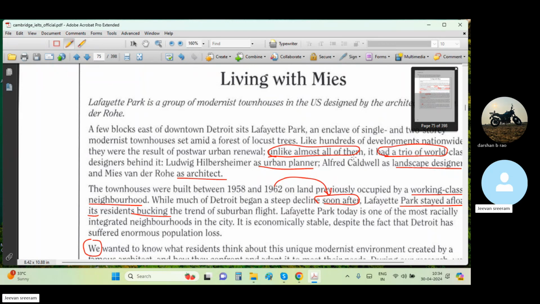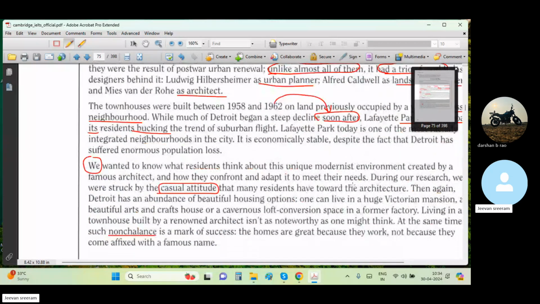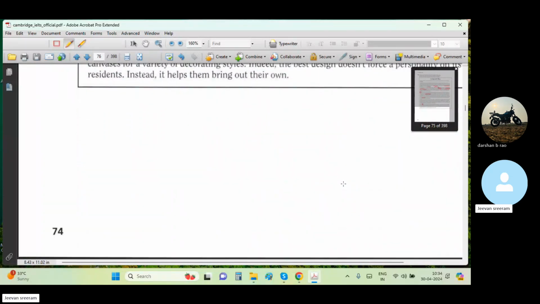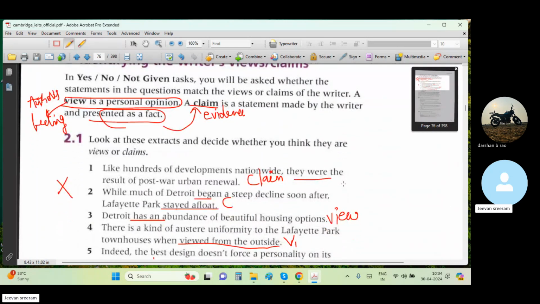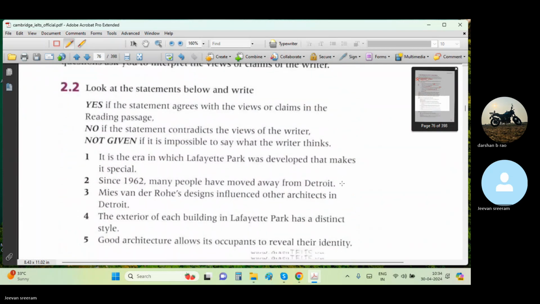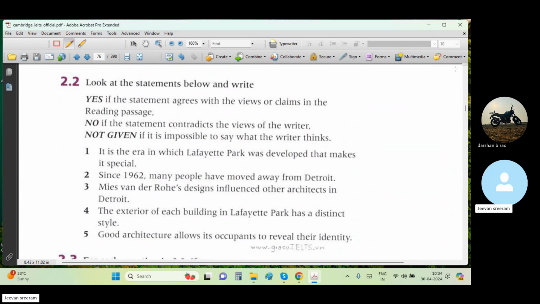Yes. But the reason given in the statement is wrong. Is it the era or time period making Lafayette Park special? No, the world class trio behind it is the one making it special. What can I say about it? Is it yes, no, or not given? No, correct. It is wrong information. It is the world-class trio behind it making Lafayette Park special. Then that would be correct. It's no. It's not the era making it special.